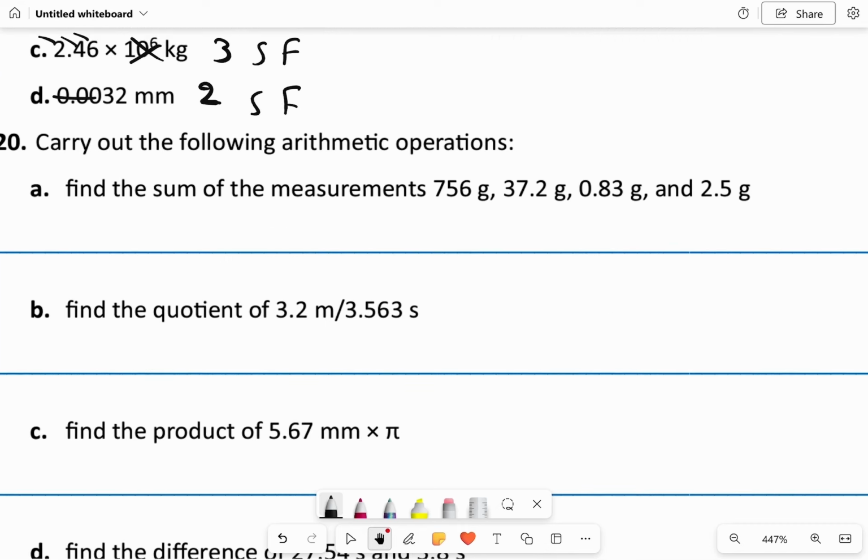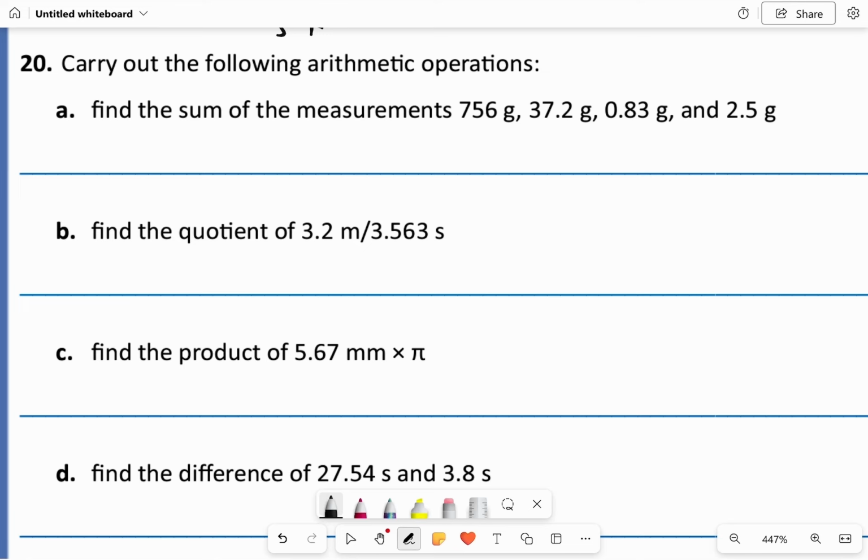Carry out the following arithmetic operation. Just add these numbers together. This one with this one, with this one, and this one. This one says find the coefficient of 3.2. So just divide 3.2 by 3.563 meter per second, of course. Then you'll get something in meter per second, okay? Just divide it and that's it.